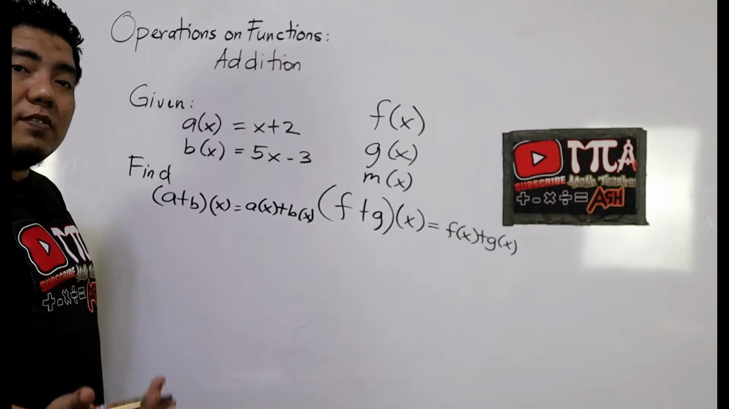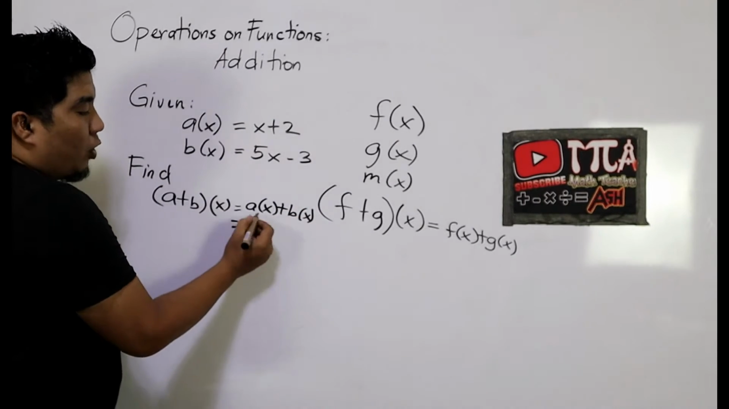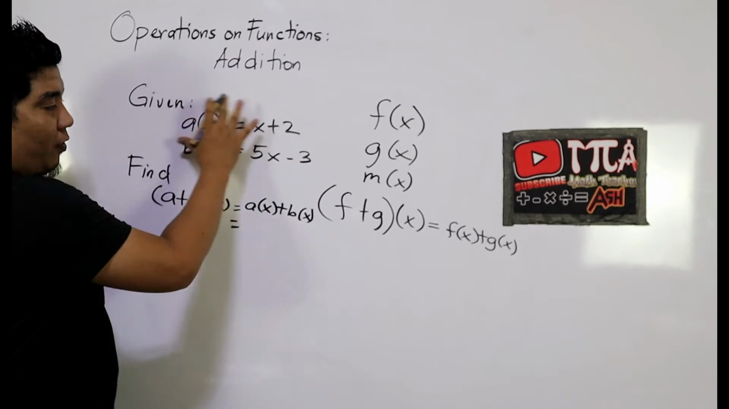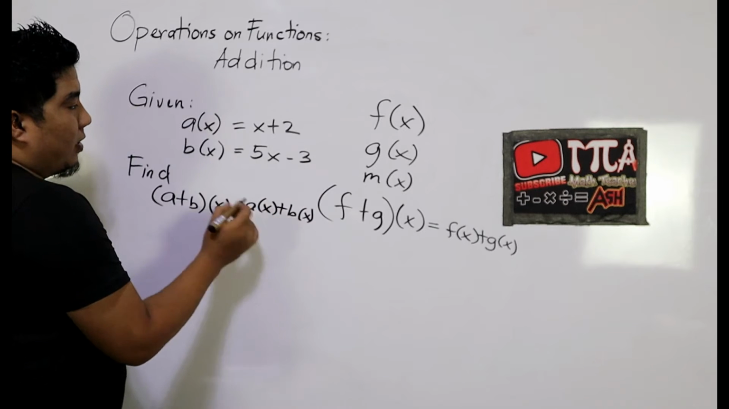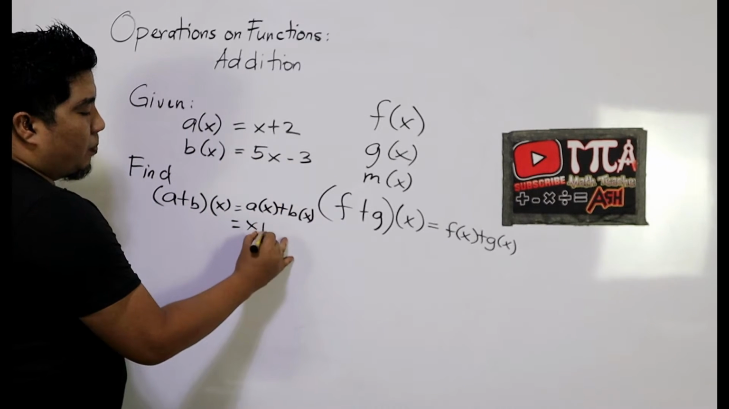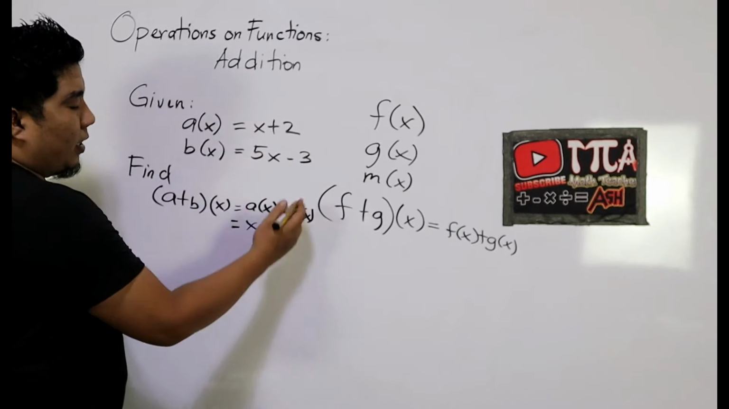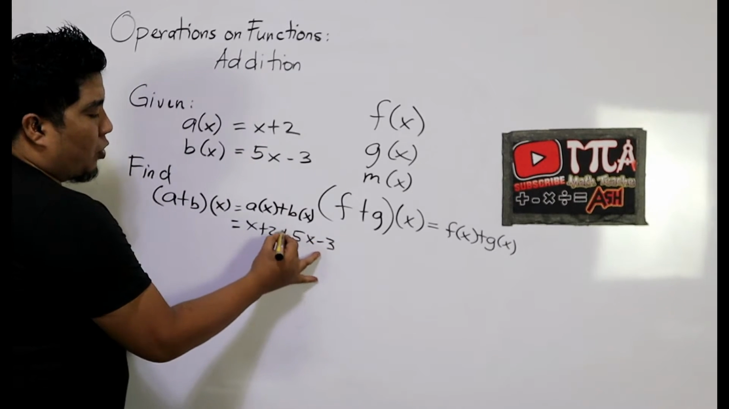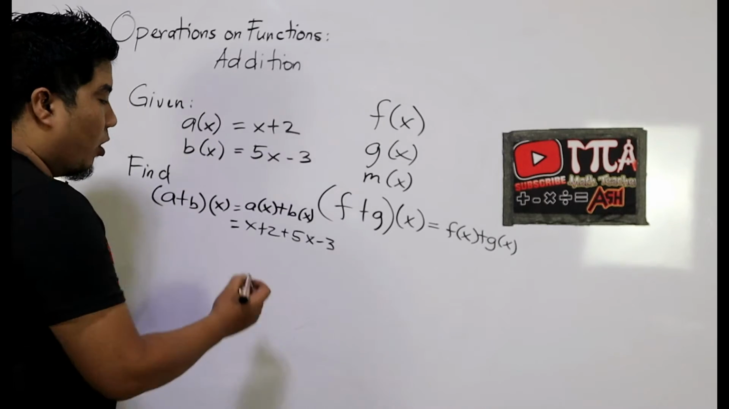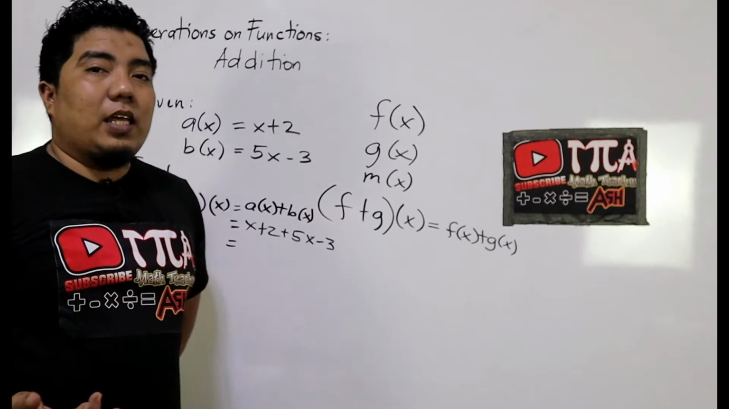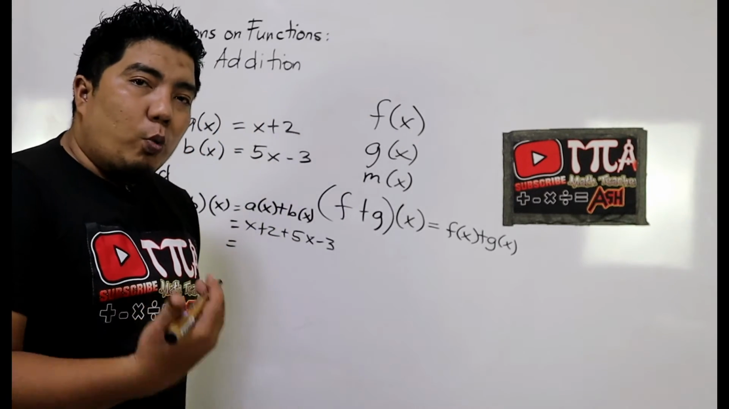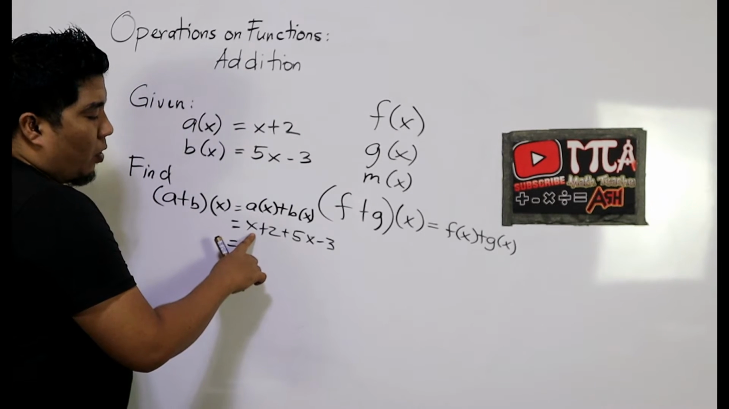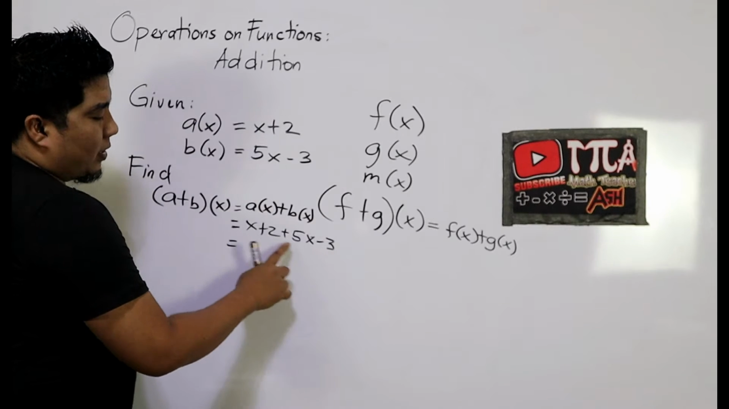Now, if you want to solve this one, what you need to do is just simplify the given expressions from the original given, and that is for a of x, that is x plus 2, and for b of x, that is 5x minus 3. Since this is addition, you just add the two expressions. Of course, when we are adding expressions in algebra, we combine like terms. So this is the term to be combined to this term, x and 5x.